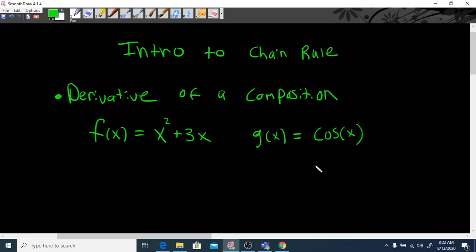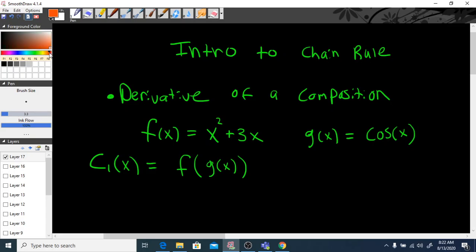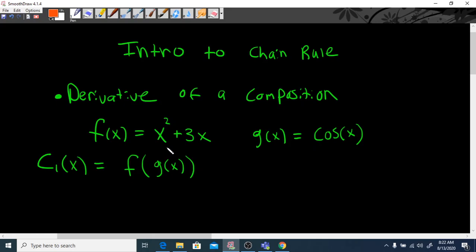These are two different functions, and what we can do is make a third function. I'll call it C1 for composition 1. Composition 1 is going to literally be f of g of x. So let's look at this for a second. f of g of x means that the function g is the input of f. So, instead of x being in here, look at the difference.